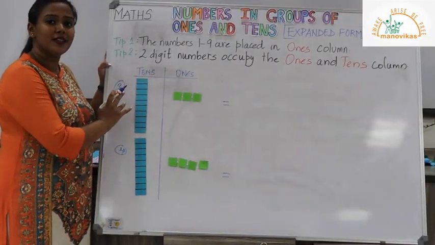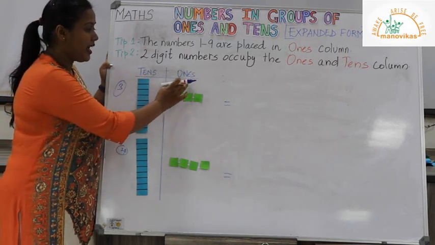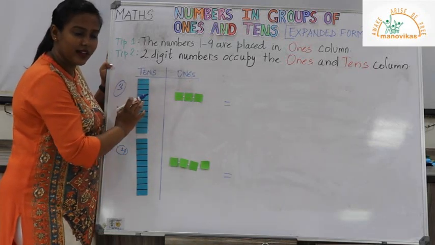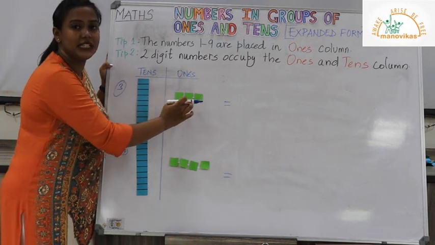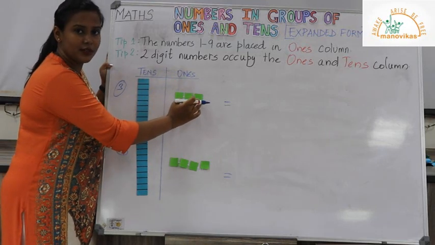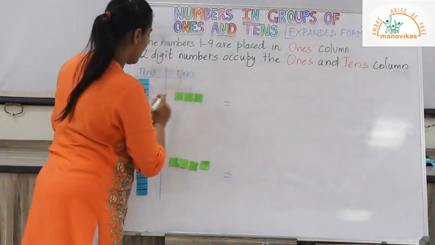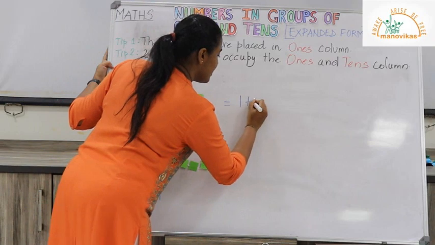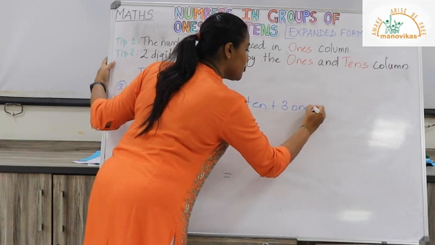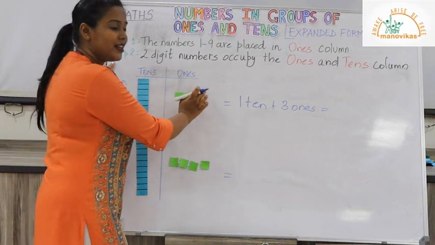So now we move on to the third example. We can see one strip of 10 which will be called 1 ten, and how many squares do we have in the ones place? We have 3. So this can be read as 10 plus 3, or we can also say 10, 11, 12, 13. So now we have to write how many tens in the tens place and how many ones in the ones place. So we have 1 ten and 3 ones. So it will be read as 13. 10, 11, 12, 13.